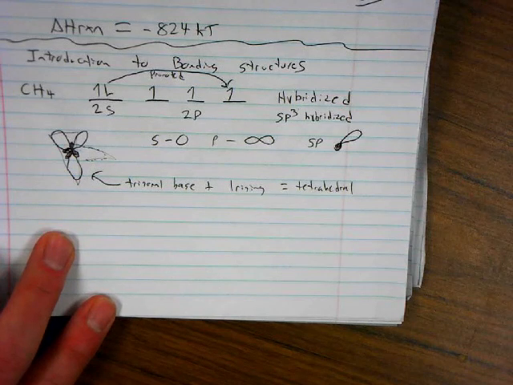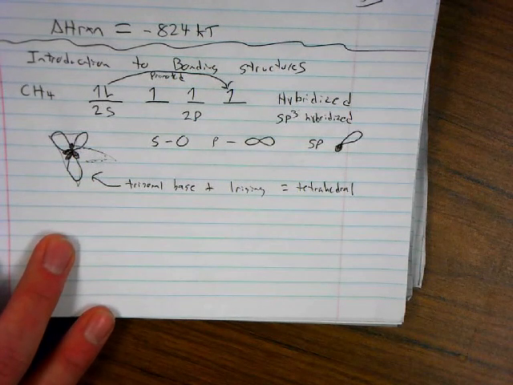What does that say? Trigonal base plus 1 rising. That's what I wrote. Tetrahedral. I'm working you into tomorrow slow.